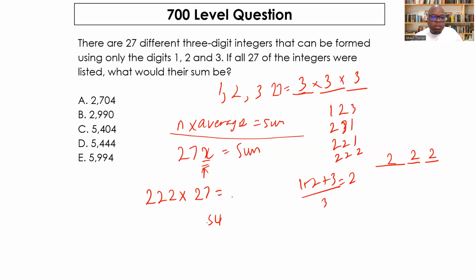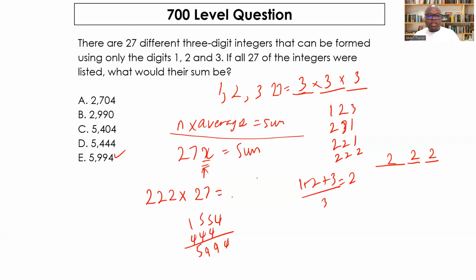So then again, 2 times 7 is 14 plus 1 is 15. Then this one times 2 will be 4. So 4, 9, 9, 5. And 5. So 5,994, which is just E. If you multiply those two values, that's what you get. So this is actually the sum of all the digits. This is one way of approaching it.